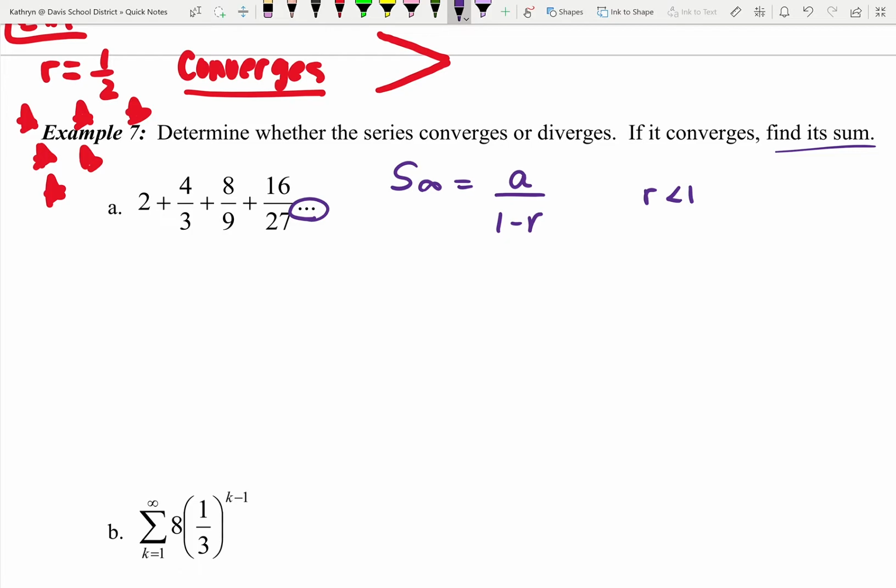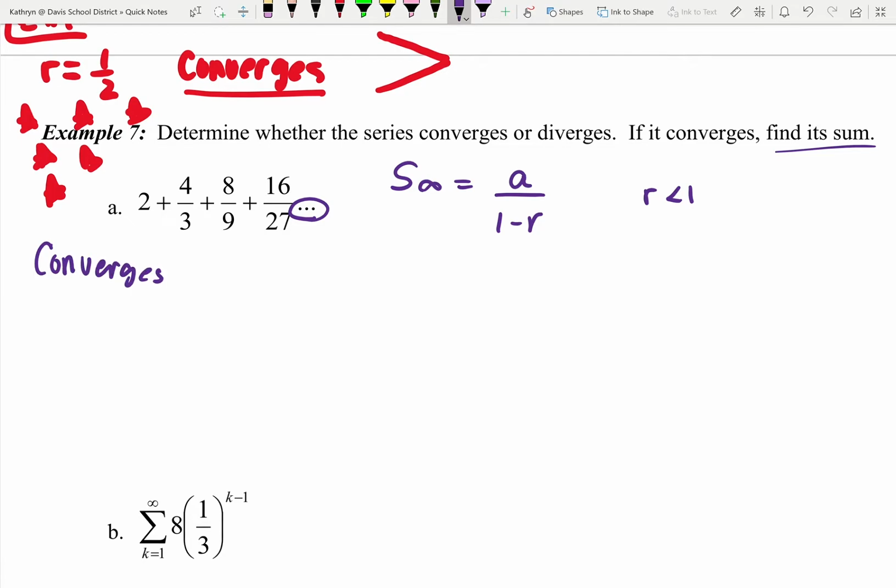So you can just look at the numbers. First you have 2, then you have 4/3, then you have 8/9, then you have 16/27. Are those numbers getting bigger or are they getting smaller? They're getting smaller, so I know it converges. So I know I can do it.